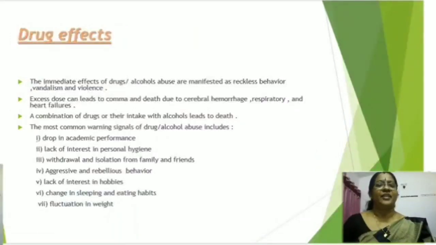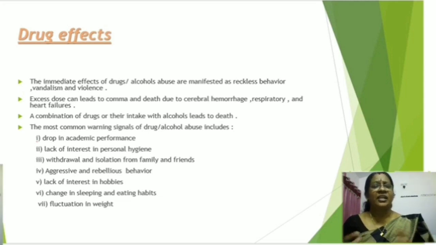The next slide is drug effects. The immediate effects of drug or alcohol abuse are manifested as reckless behavior, vandalism and violence. An excess dose can lead to coma and death. A combination of drug intake with alcohol leads to death. The most common warning signals of drug or alcohol abuse include fluctuation in weight, lack of interest in hobbies, withdrawal and isolation from family and friends, lack of interest in personal hygiene, drop in academic performance, etc.